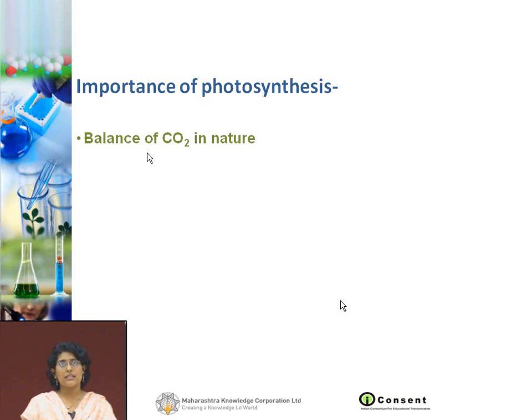So to balance this carbon dioxide and oxygen concentration in the air, photosynthesis helps. Photosynthesis produces oxygen and uses carbon dioxide. Thus, the photosynthesis reaction is opposite to that of respiration. In respiration, we utilize oxygen and release carbon dioxide. In photosynthesis, carbon dioxide is used and oxygen is released. So it balances the carbon dioxide in nature or in the air.